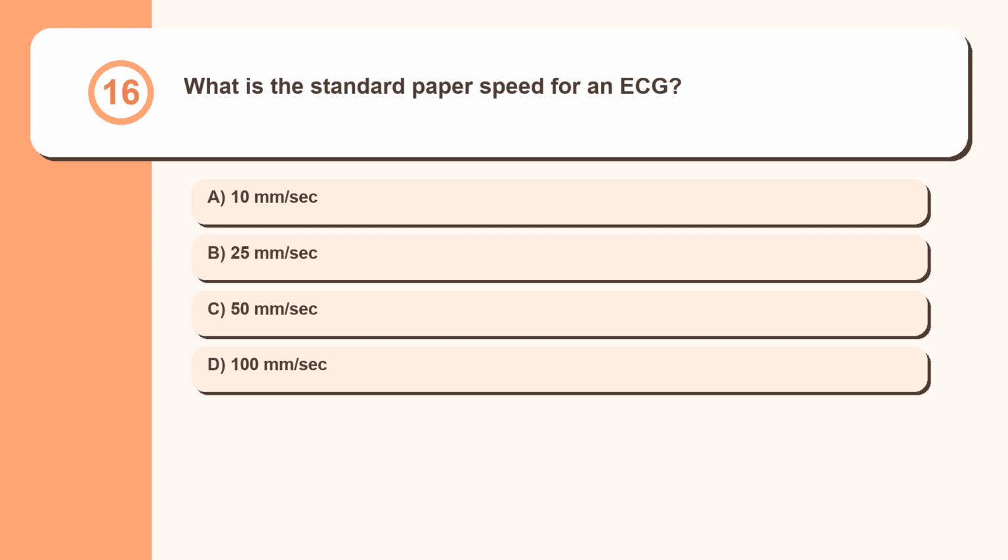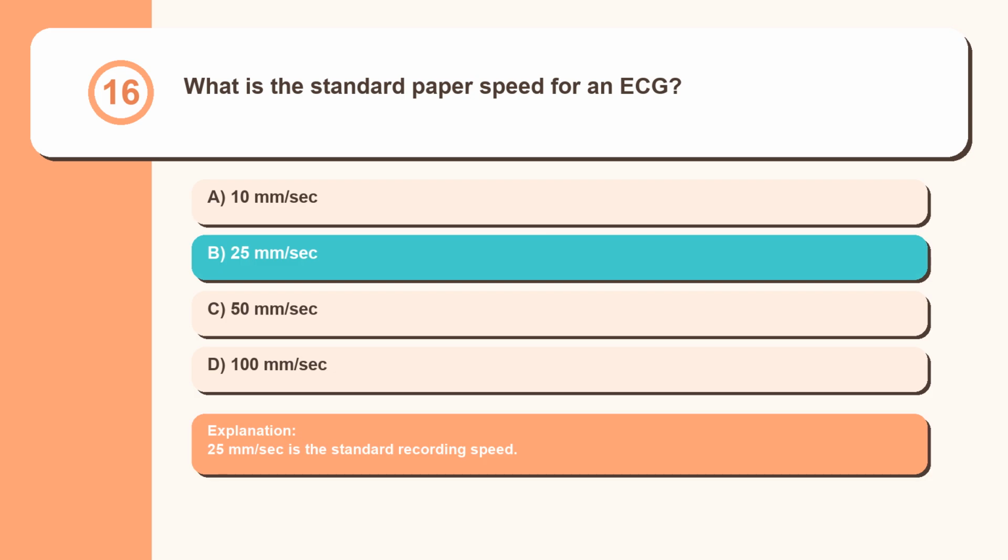Question 16. What is the standard paper speed for an ECG? 10 mm per second, 25 mm per second, 50 mm per second, 100 mm per second. 25 mm per second is the standard recording speed.